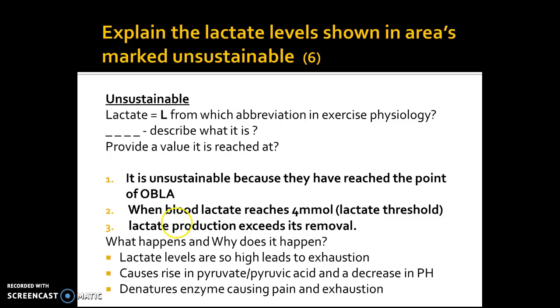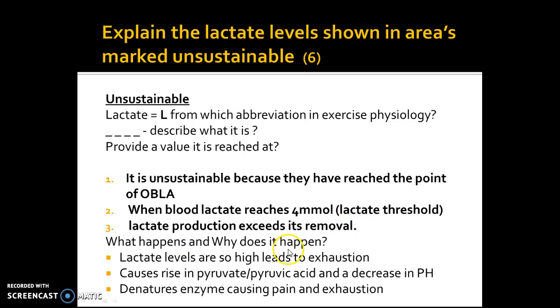So lactate, so the LA, that's where it comes from. It's unsustainable because they've reached the point of OBLA. OBLA is the thing we're looking at, the onset of blood lactate accumulation. You should write that, okay? What I put there is: when blood lactate reaches 4 millimole, that is beyond your lactate threshold. That basically means that lactate production exceeds the speed at which we can remove it. So there's too much there, and that is where we have extreme problems.